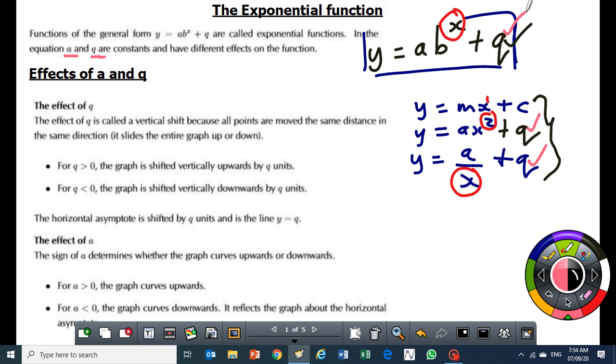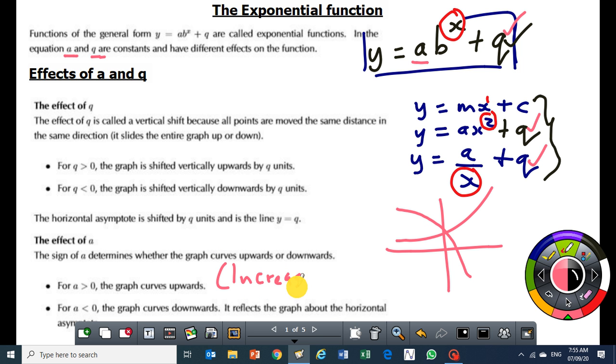Now, the effect of a. This a here has an effect because generally, if I were to sketch an exponential function, please, this is a sketch, it will look like this. If a is positive, the graph will curve upwards, like this. If it's negative, the graph will curve downwards, like that. So, if a is positive, the graph is an increasing function. Remember, I introduced the concept of increasing and decreasing functions a long time back when we were talking about the quadratic function. So when a is positive, the function is increasing.